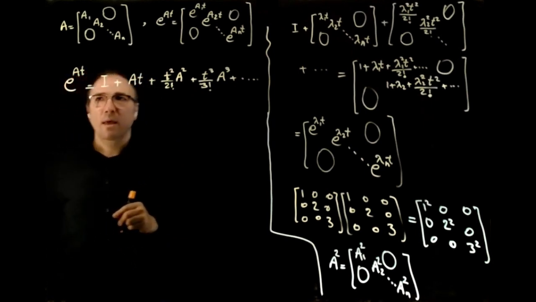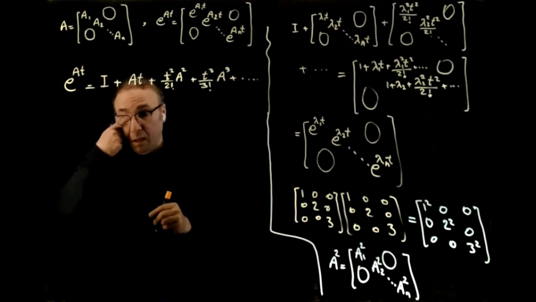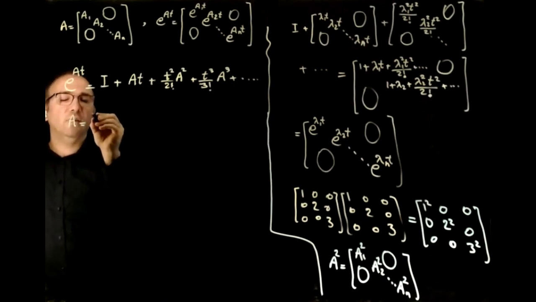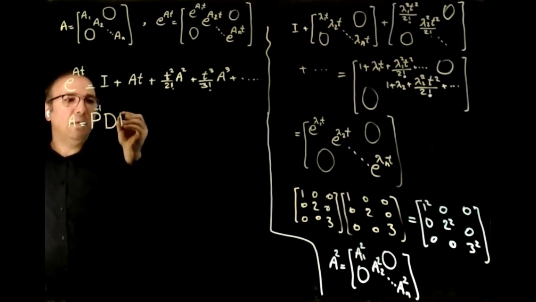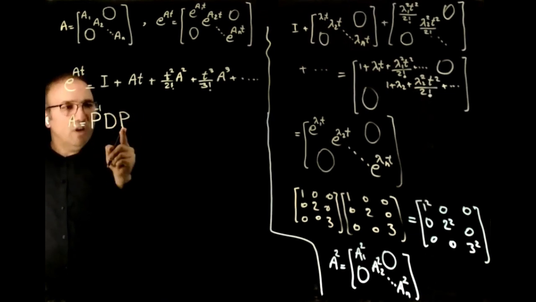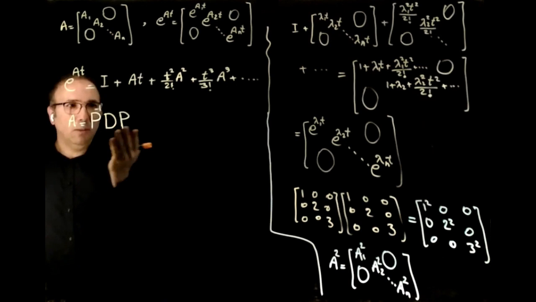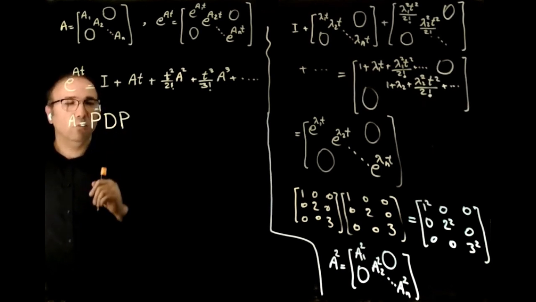So now, if I have my A, there is some matrix that I can write it as P inverse D P. There is a P that is invertible such that I can write my A as P inverse D P. Let's say there is such a P that I can write it that way, right?